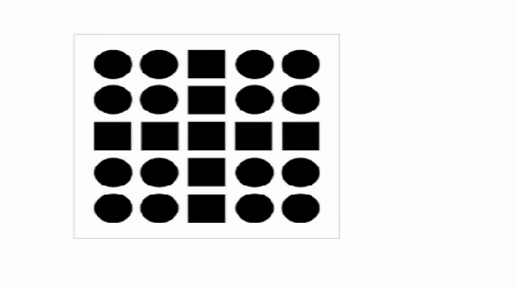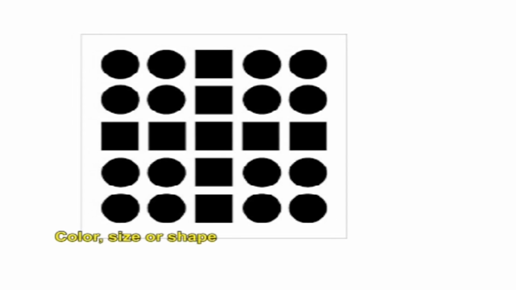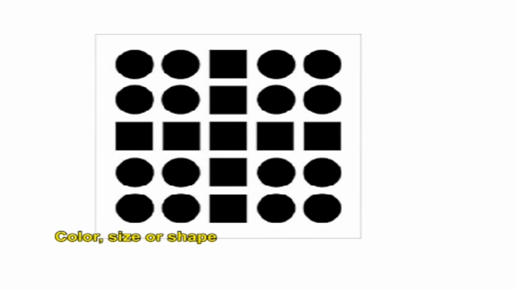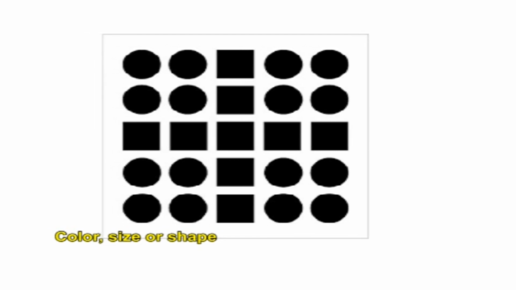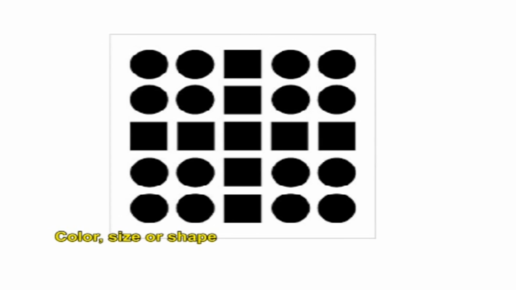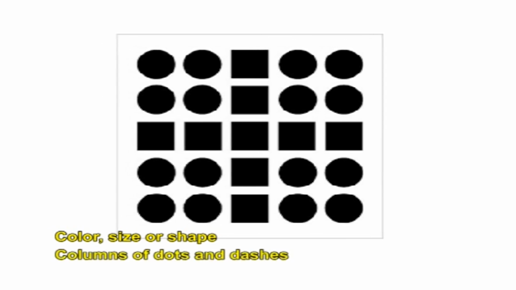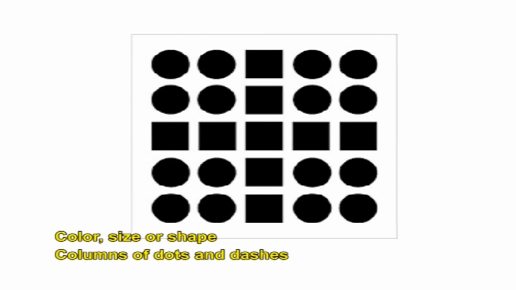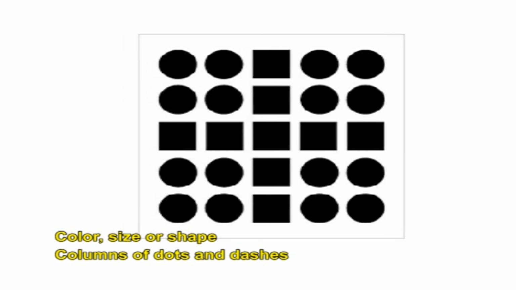Similarity. Objects that are of a similar color, size or shape are usually perceived as part of a pattern. Most people would perceive the first figure vertically as columns of dots and dashes, not horizontally as rows of alternating dots and dashes.